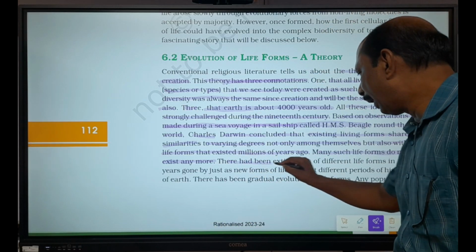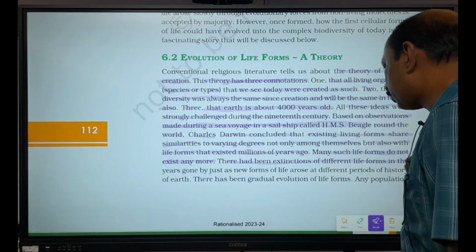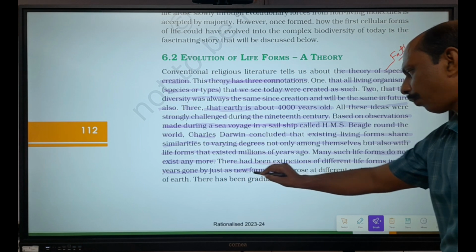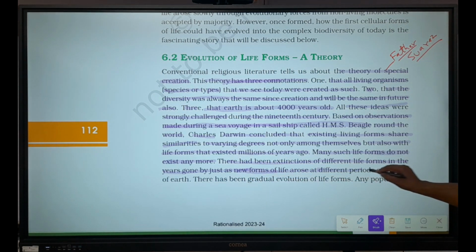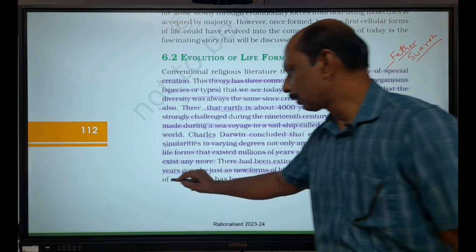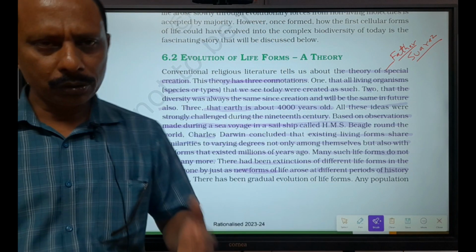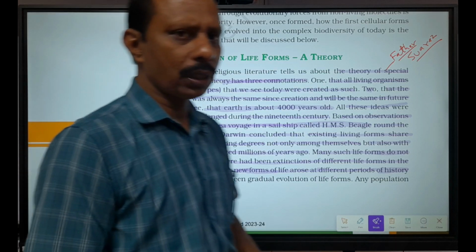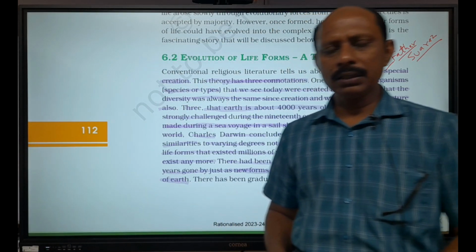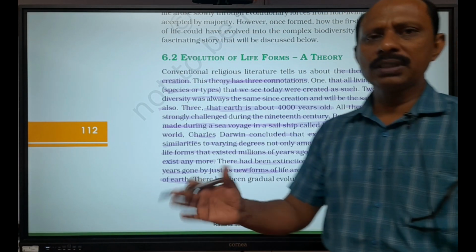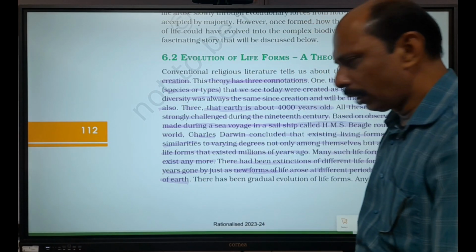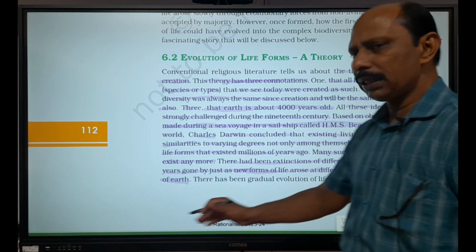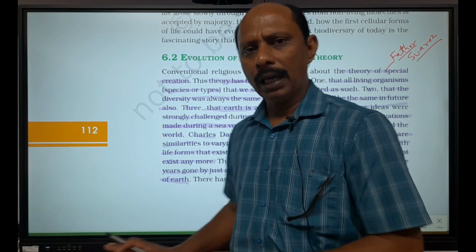There had been extinctions of different life forms in the years gone by, just as new forms of life arose at different periods of the history of the earth. Dinosaurs existed, and new forms of life. Reptiles are also present. Dinosaurs are also reptiles. They have the same characteristics as today's reptiles, but their forms are different, right? Today there are different reptiles. They are not dinosaurs. But they have similarities. That is what Darwin said.